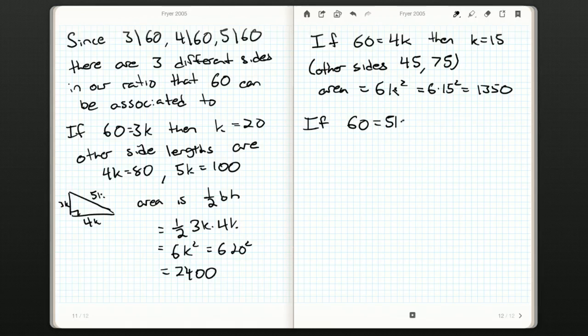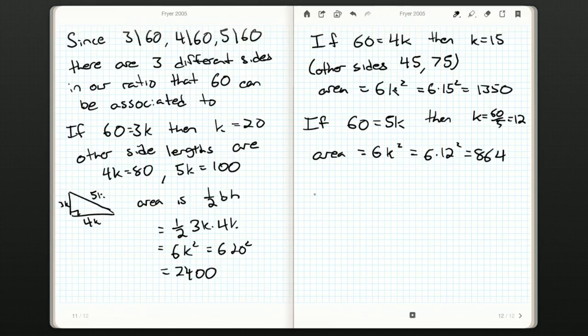So the last case, if 60 was 5k, if it's the hypotenuse now, then k is 60 over 5, which is going to be 12. A smaller k value means the area is going to be smaller. So what's that? That's 6 times 12 squared. Or really that's just 4 times 216, which is 6 cubed. But we get our answer of 864.